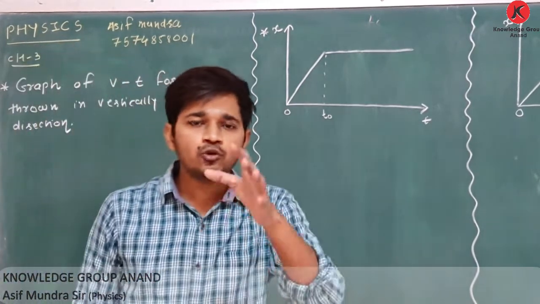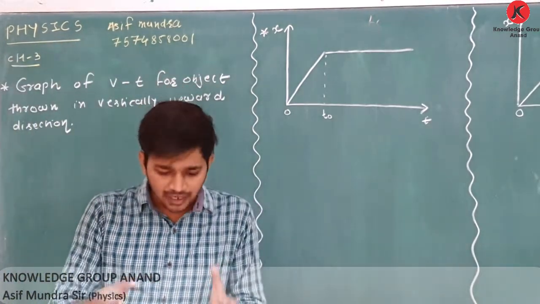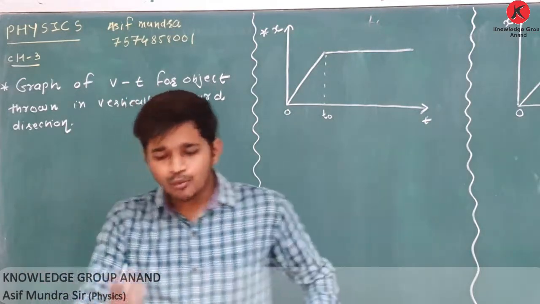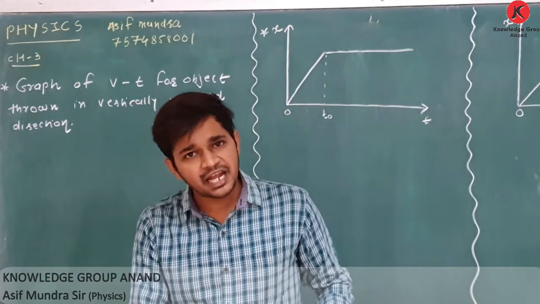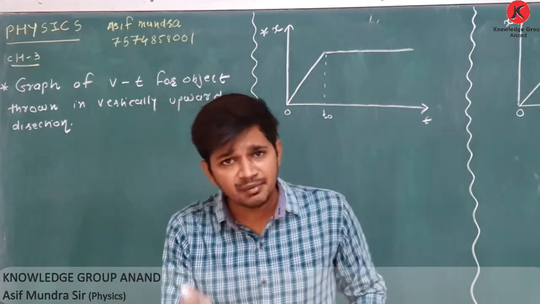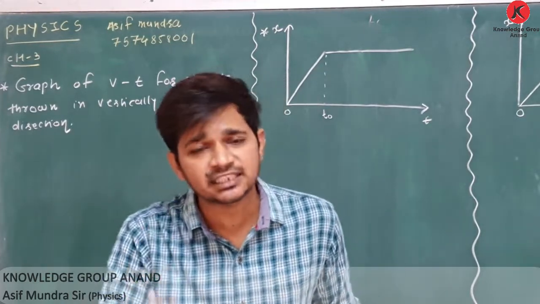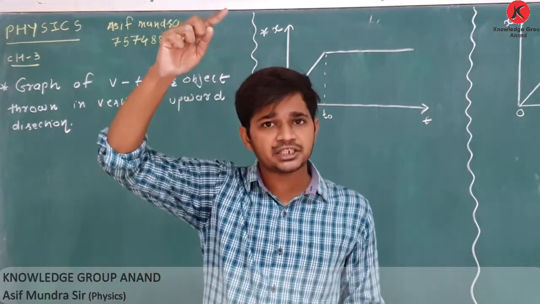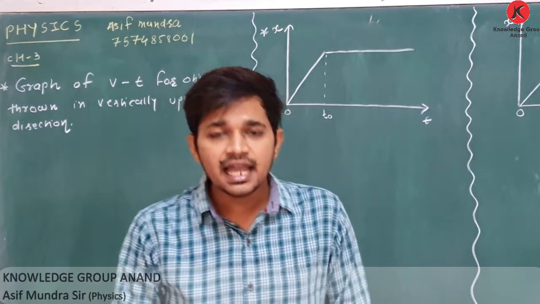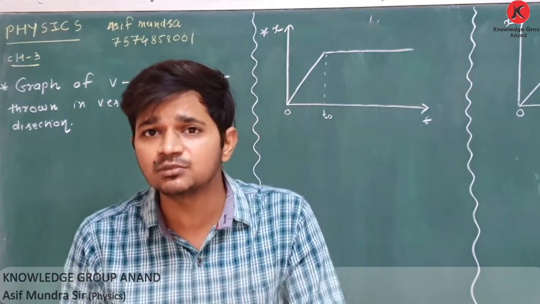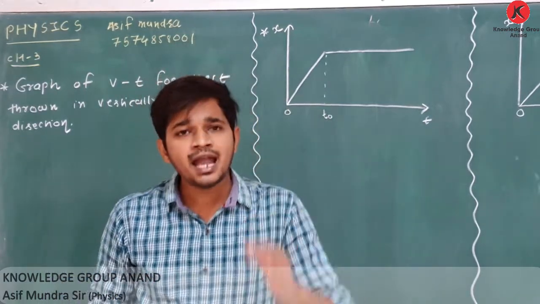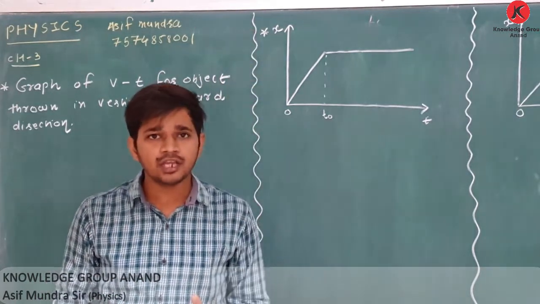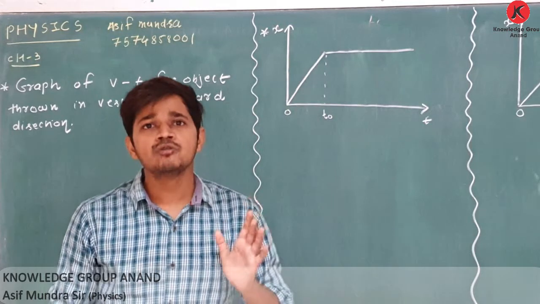So first of all, you have to observe. Whenever you throw any object in the vertically upward direction, what happens? You know, when you throw an object upward, initially its velocity is maximum. As it moves upward, its velocity decreases. At maximum height, its velocity becomes zero, and then due to gravitational force, it comes back to the ground. Means again it comes in motion.